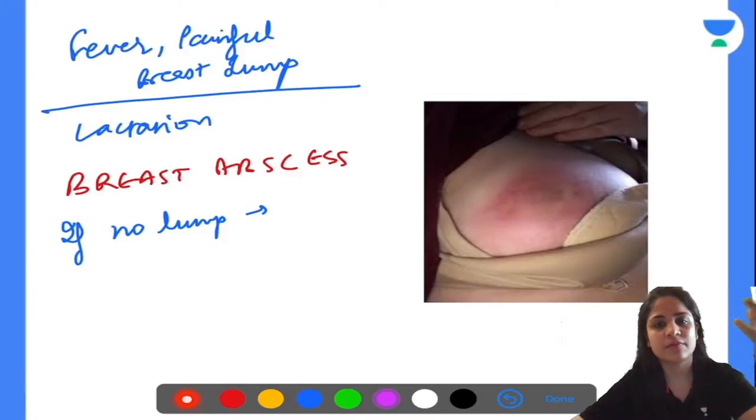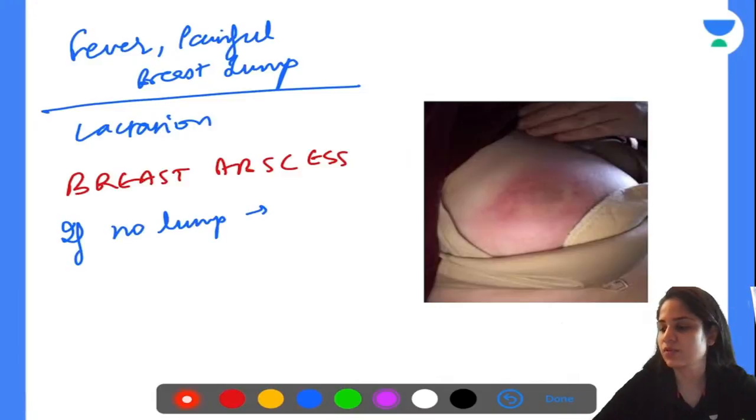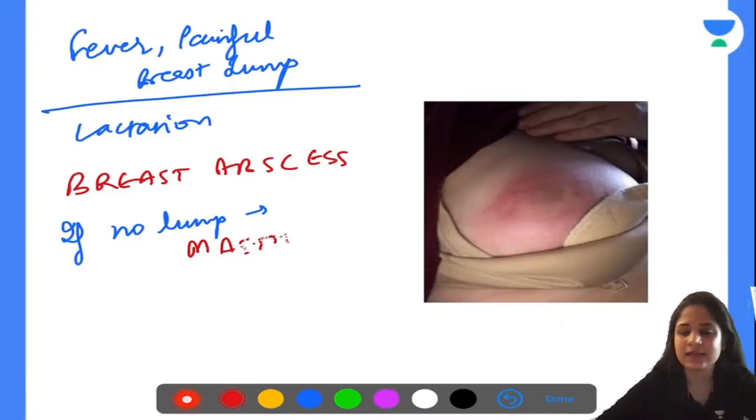Okay, so when the pus is forming and there is formation of a lump, you call it a breast abscess. But when there is no lump, there is only redness, you call it mastitis. Okay, so please remember these are two different diagnoses. So when you read the question in the exam, make sure that you mark the correct answer. Okay, you see whether the lump is present or not.